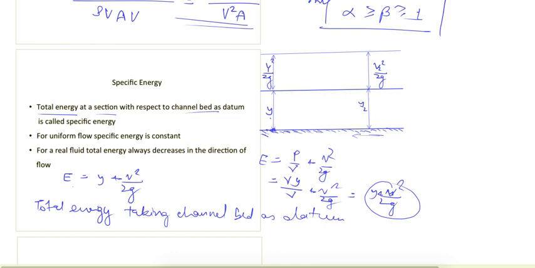In a uniform flow we can consider it as a constant. Why is it so? Because in uniform flow, the flow depth does not vary, and no flow parameter changes along the length of the channel. So y remains constant, and the same is true for velocity. If flow depth and velocity are not changing, then E is also going to be the same. So in the whole channel reach, specific energy is constant.